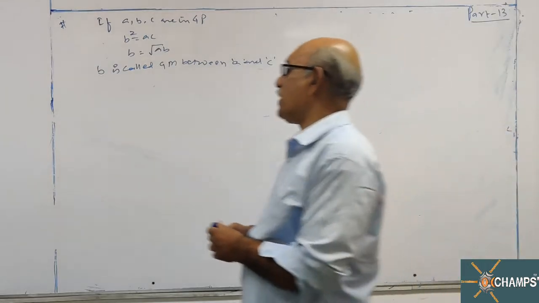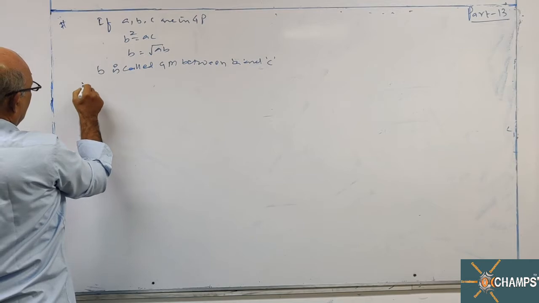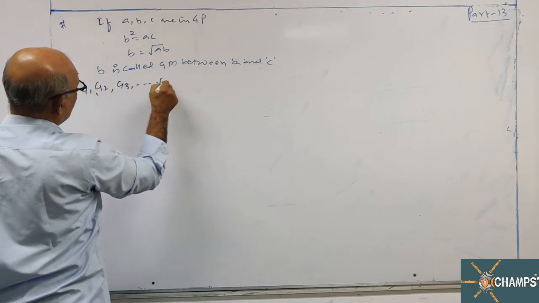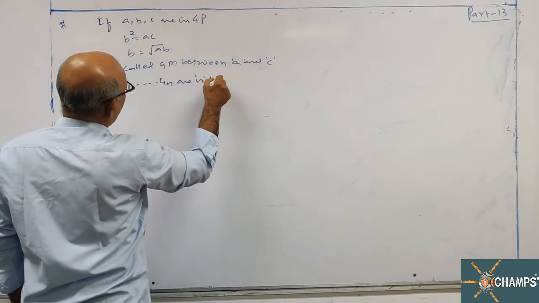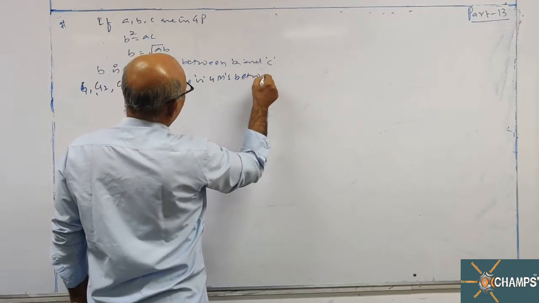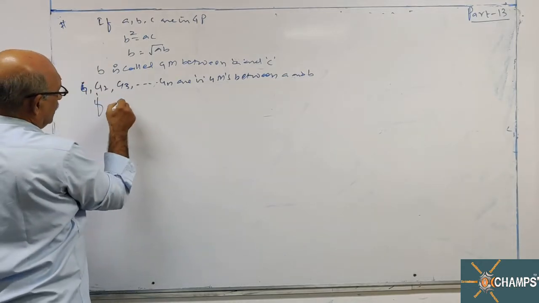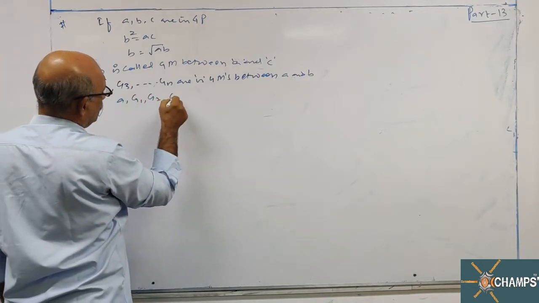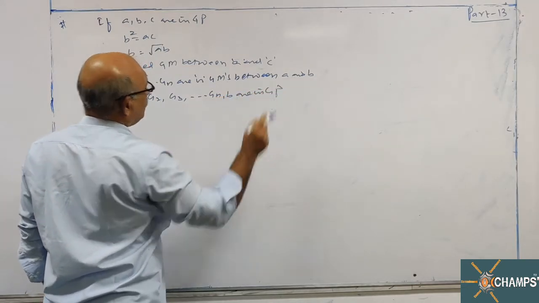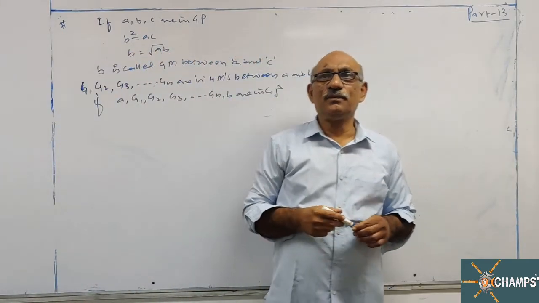With one number, we don't have any problem. Let us see extension of this. G1, G2, G3, etc. Gn are n geometric means between A and B, if A, G1, G2, G3, etc. Gn, B are in geometric progression.